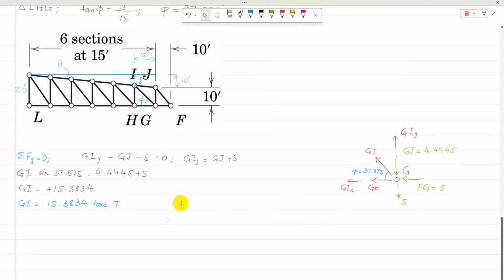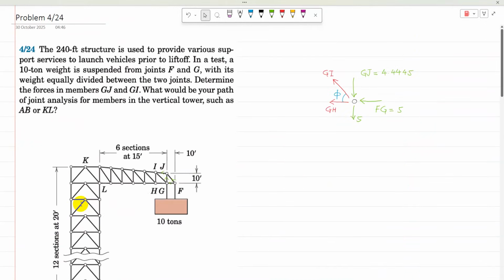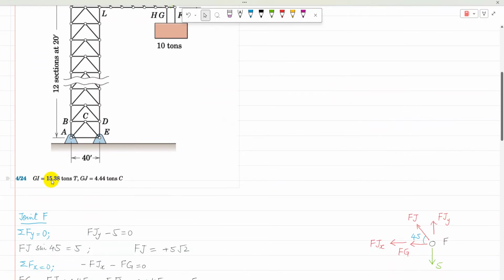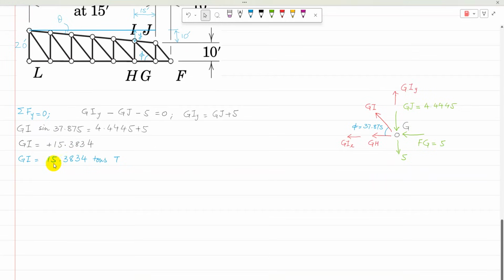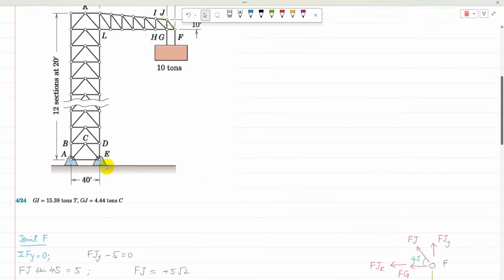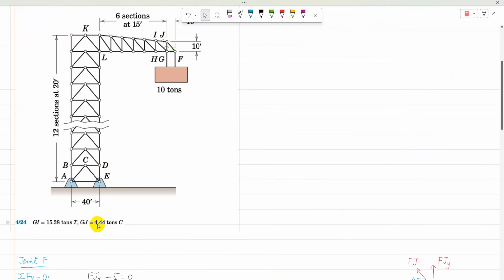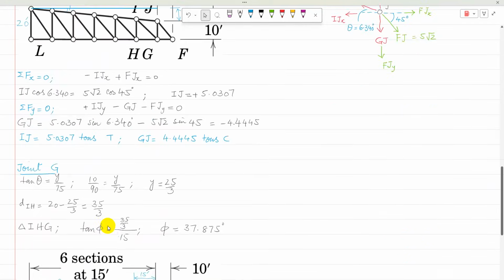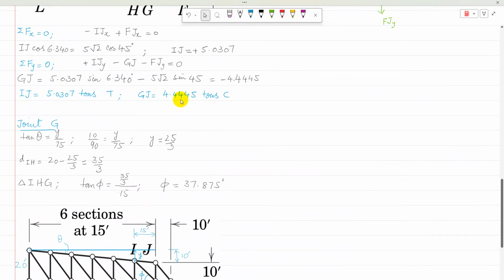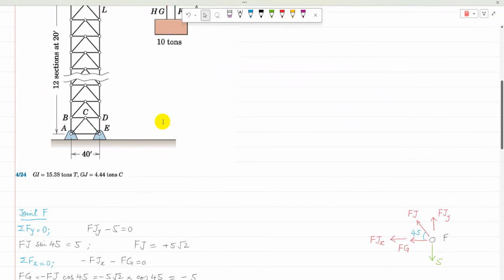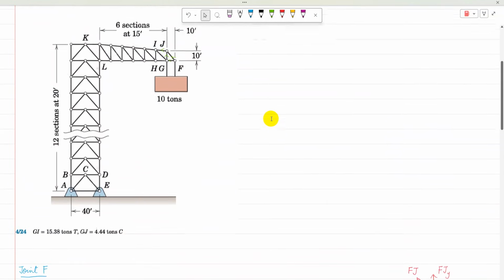So GH is not required because only GJ and GI are required. And GI is 15.38 ton, which I have just calculated here. The other answer is GJ is 4.44 tons. So GJ is 4.44 tons in compression. So both answers match with the answer at the back of the book.